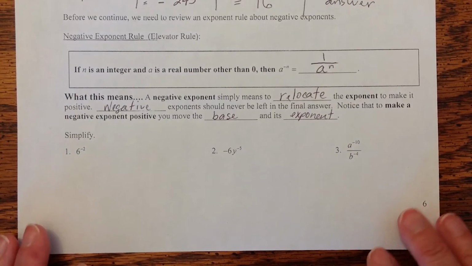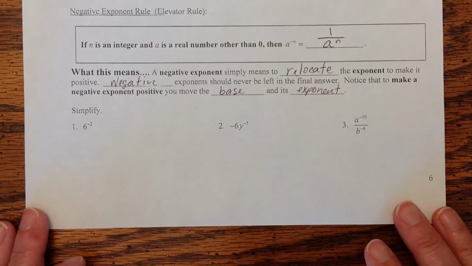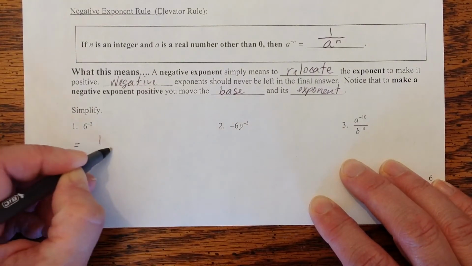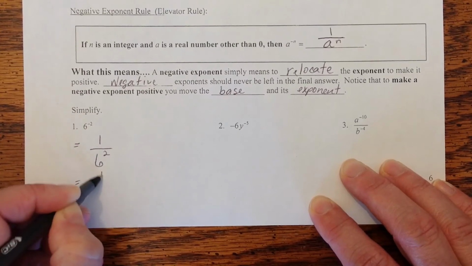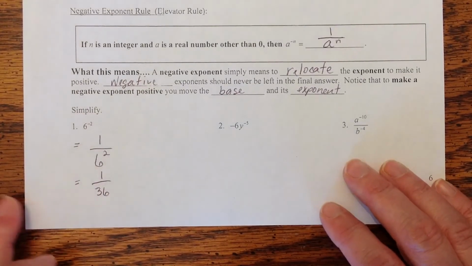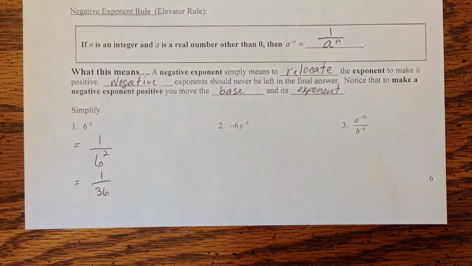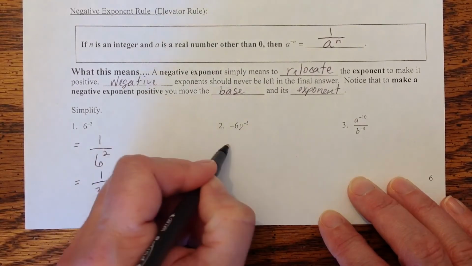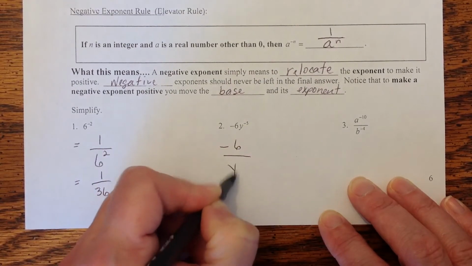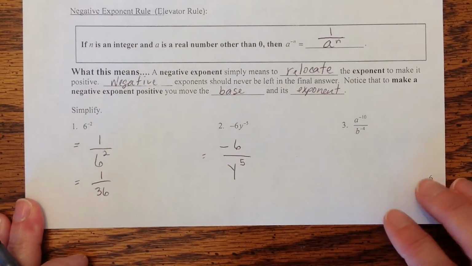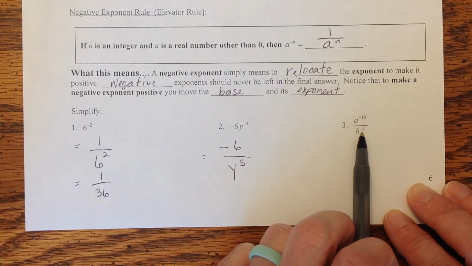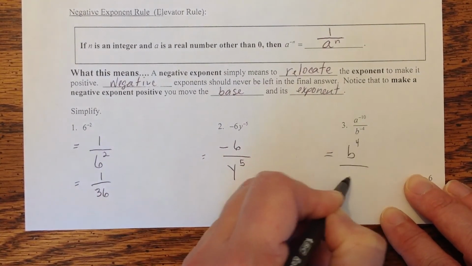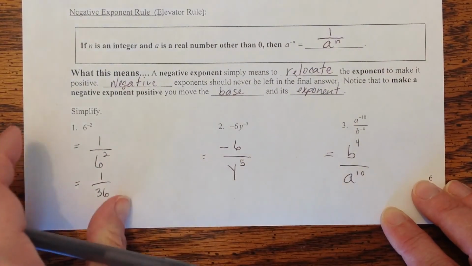So let's try out some that are not powers of fractions. Let's say 6 to the negative 2 power. The elevator rule says that this would become 1 over 6 squared, which would be 1 over 36, because now you could take 6 times 6. This one here, what's the part with the negative 5 power? Just the y, so negative 6 stays in the top, and we would drop below it y to the 5th. Here we have a negative power in the top and a negative power in the bottom, so they will flip over. So we'd get b to the 4th over a to the 10th.